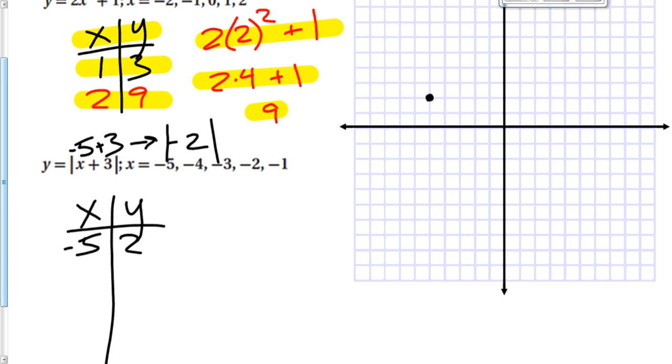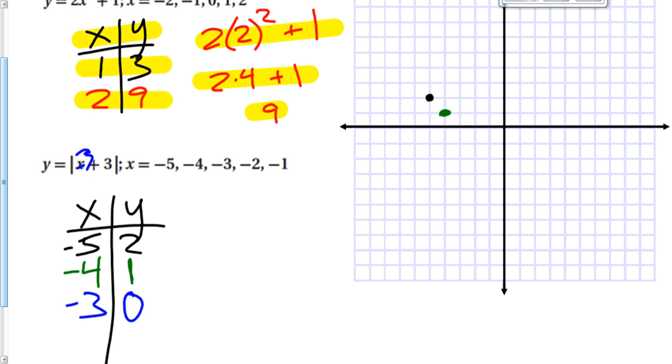Alright, negative 4 now. The one we're going to check. Negative 4 plus 3 is negative 1. But negative 1 will come out to positive 1. So negative 4, 1. So if I put in negative 3, I get negative 3 plus 3. Negative 3 plus 3 is 0, and the absolute value of 0 is 0. Okay? 0 is 0 units away from 0. So negative 3, 0 is right here.